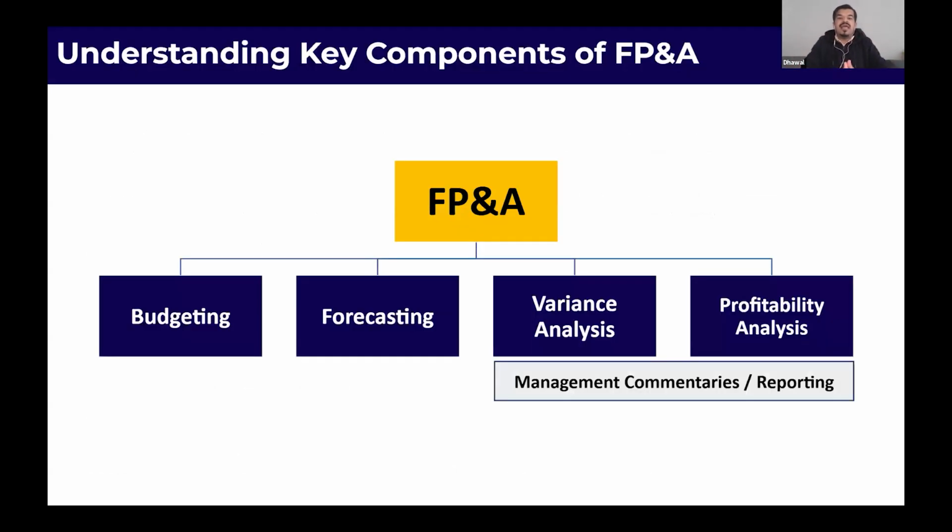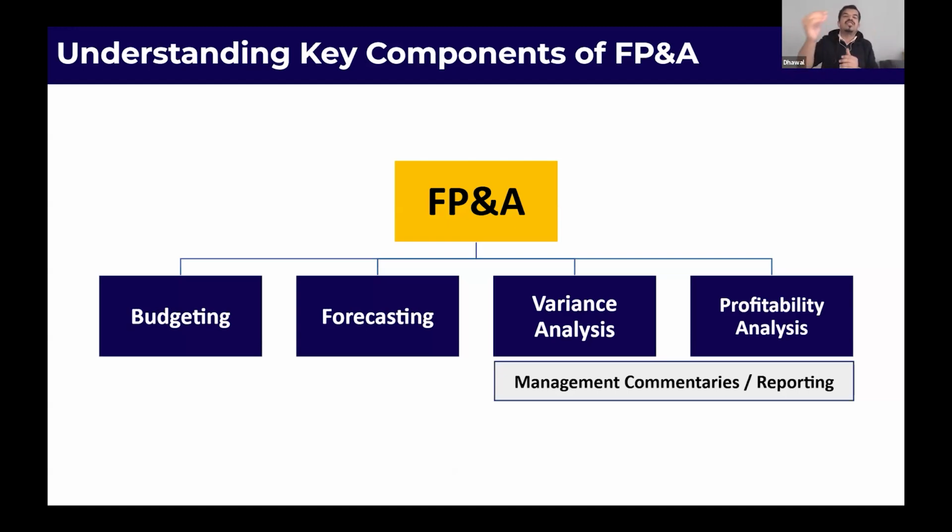Now, understanding some of the key concepts or activities in FP&A, right? No matter what company you go into, small, medium, large, right? You will find some or the other variations of these 4 core set of activities. Your budgeting, forecasting, and under management commentaries or reporting, you will find variance analysis and profitability analysis. So let's try and spend some time to understand each of these with an example as well.